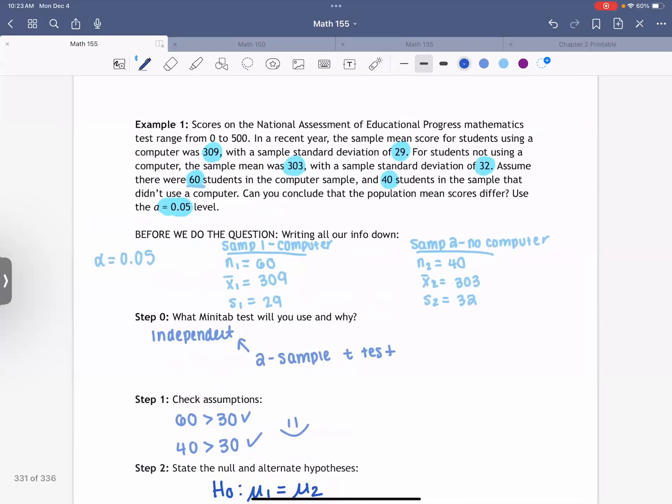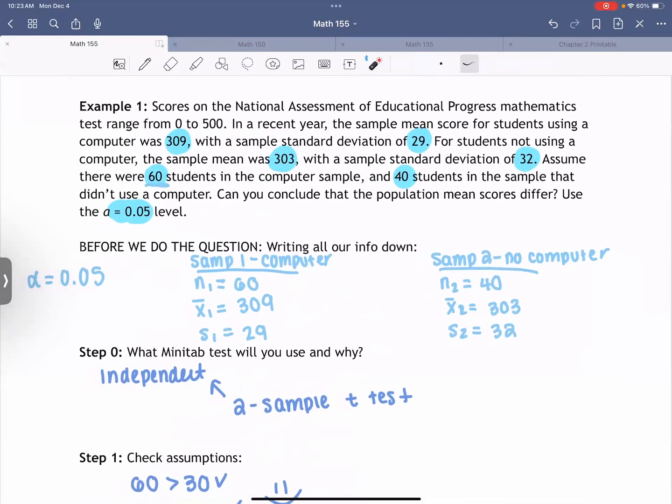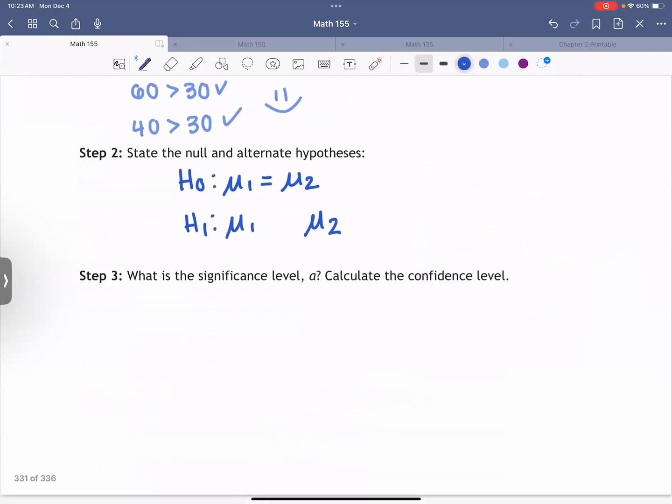Okay, let's take a peek at the question. My biggest hint is usually the last sentence in the paragraph tells you what symbol to use. In this case, it's the second to last sentence. Can you conclude that the population mean scores differ? Is there anything about less than, greater than, taller than, shorter than, anything like that? So what symbol are we going to use? Timothy? Not equal to, right? So if there's nothing that states bigger than, smaller than, it's not equal to. Okay, so that's our null and alternate hypothesis.